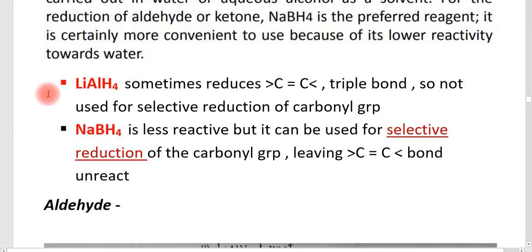If you are comparing lithium aluminum hydride and sodium borohydride, lithium aluminum hydride sometimes reduces the C double bond C also, or the C triple bond C, so it is not used for the selective reduction of the carbonyl group. Therefore, it cannot be used as a selective reducing agent, just because of its higher reactivity. But sodium borohydride is less reactive, and it can be used for the selective reduction of the carbonyl group, leaving the C double bond C unreacted.